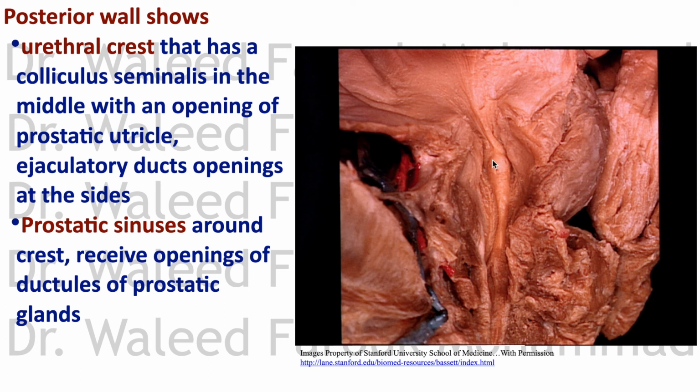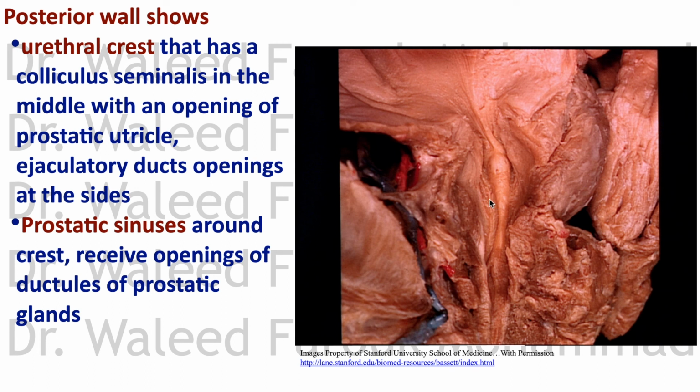So we have the Colliculus seminalis, or the Seminal Colliculus, with a central opening at the summit. Some books call it the verumontanum. It's for the opening of the prostatic utricle, while the openings in the Seminal Colliculus at the sides belong to the ejaculatory ducts.